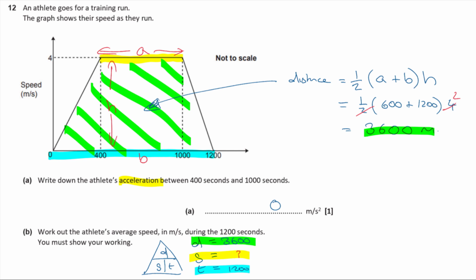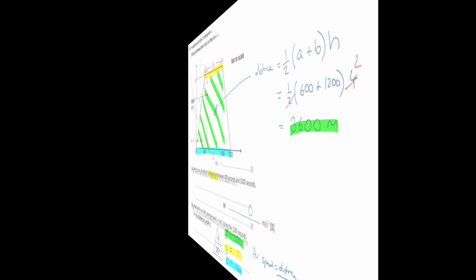Using the DST triangle, covering up the thing I want to find, average speed is going to be distance over time, which in this case is 3,600 divided by 1,200. Cancel, cancel, cancel, cancel. 36 divided by 12. That is 3 somethings. 3 what? Meters per second. 3 meters per second.